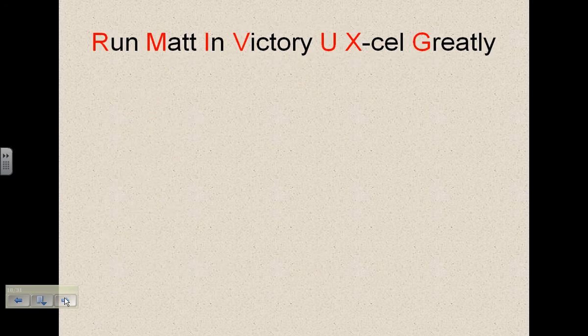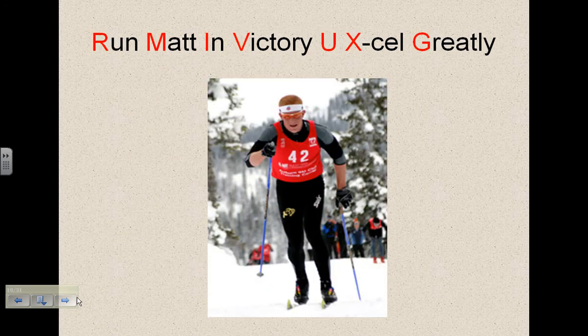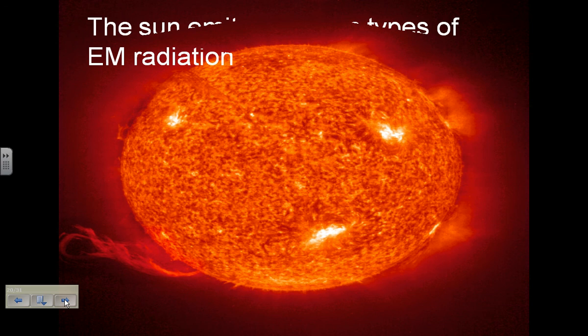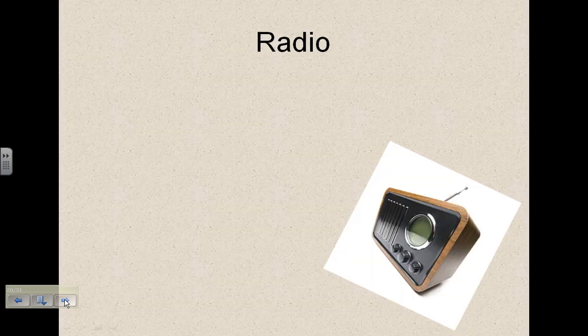So one way to remember those is to remember a saying for them. I like run that, in victory you excel greatly, with the first letter in each of those words representing the electromagnetic spectrum section. All of these waves are emitted by the sun, and some are blocked.